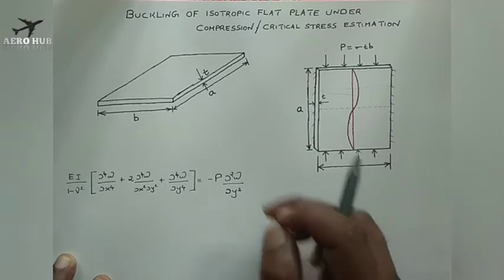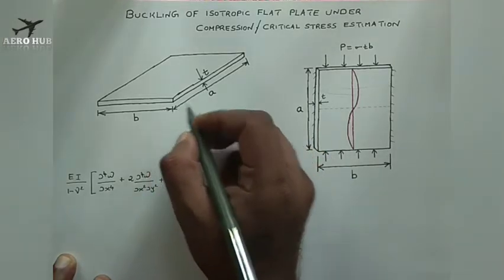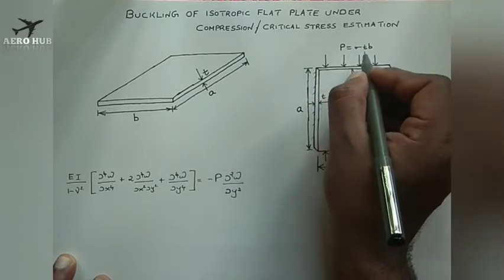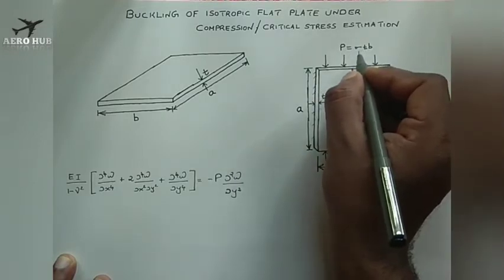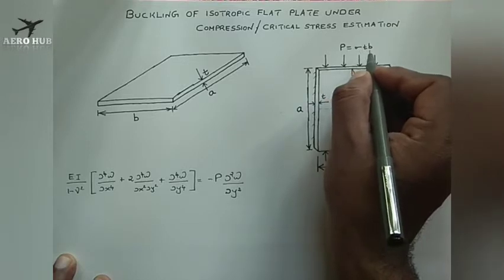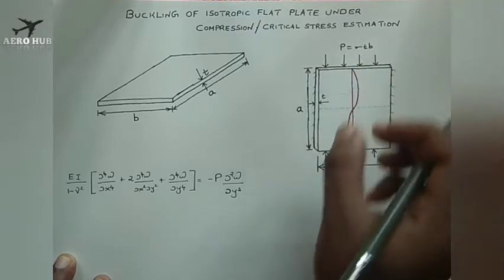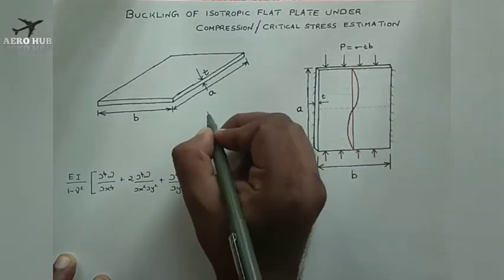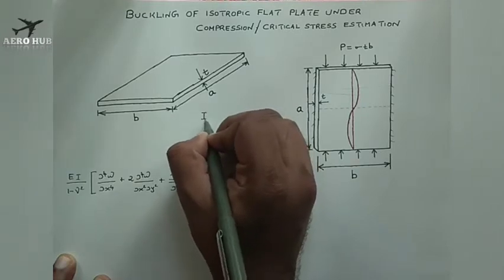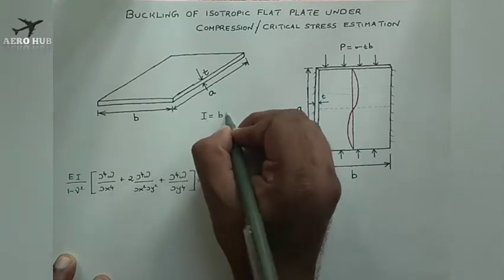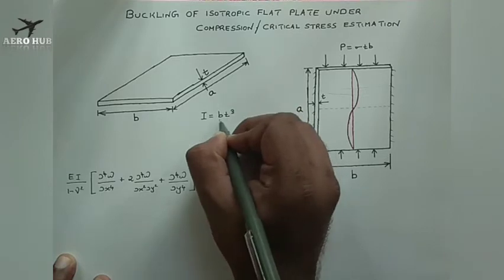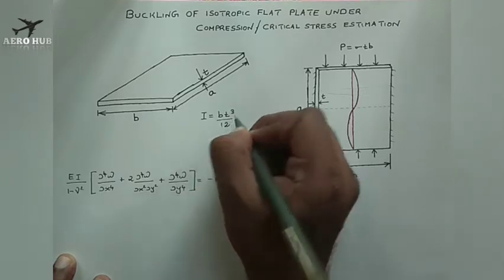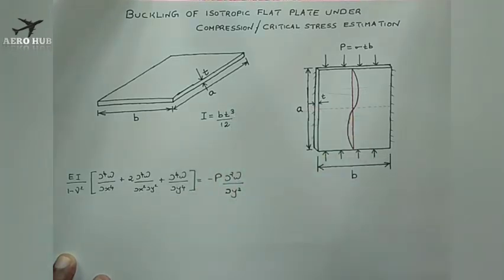Here we have this plate and the load is sigma times the cross-sectional area. Sigma is the stress, and B, the smaller side, into thickness gives the cross-sectional area. The moment of inertia I is given by B T cube by 12. This is the moment of inertia of this plate.